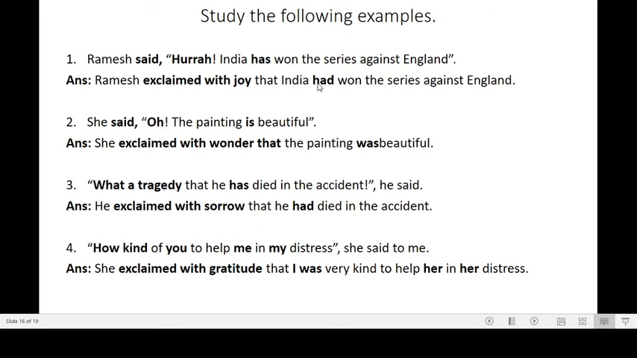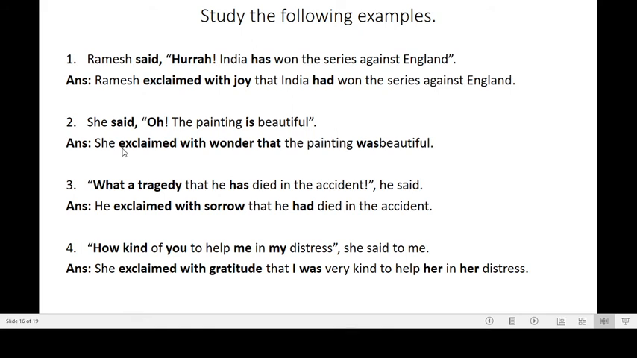India has won: the present perfect tense will be changed into past perfect tense, the series against England. So the reporting verb is exclaimed, and the exclamatory word hurrah is expressing joy. So we are saying he exclaimed with joy. That word is used and the tense of the sentence is changed. The present perfect is changed into past perfect.